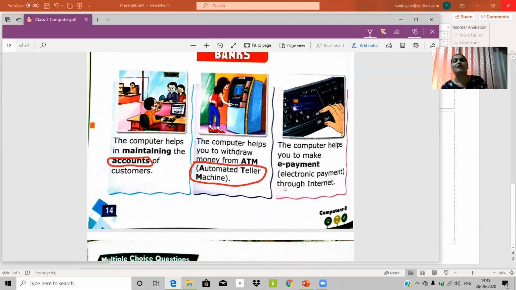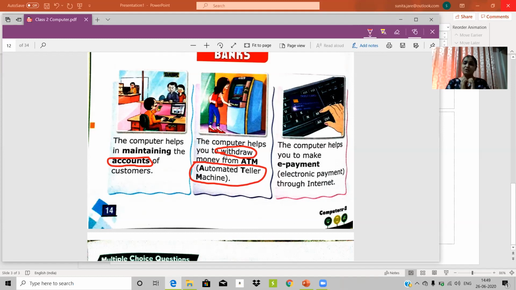Then we have seen computer helps you to withdraw. Yes, you have to write this word also, withdraw. Withdraw means taking money out from the bank. When you take money from the bank, that process is called withdrawal. When you submit money, that process is called deposit. जब आप पैसे जमा करते हो, that is called as deposit. जब आप पैसे निकाल रहे हो, तो उसको बोलते हैं withdraw.